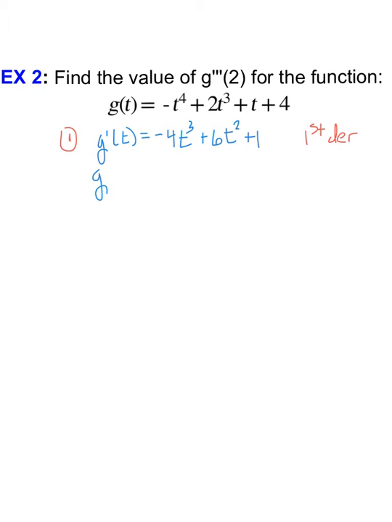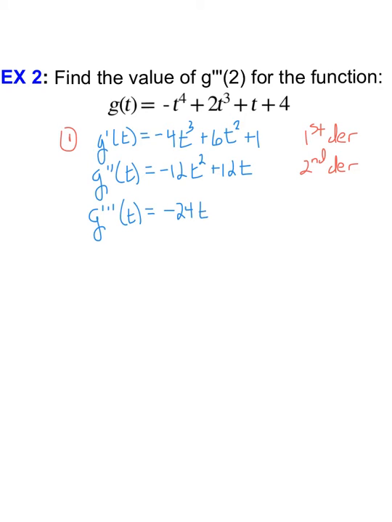And then g double prime of t is equal to negative 12 t squared plus 12t. That is our second derivative. And then finally, g triple prime of t is equal to negative 24t plus 12. So then our second step is going to be to plug in to g triple prime, our third derivative.